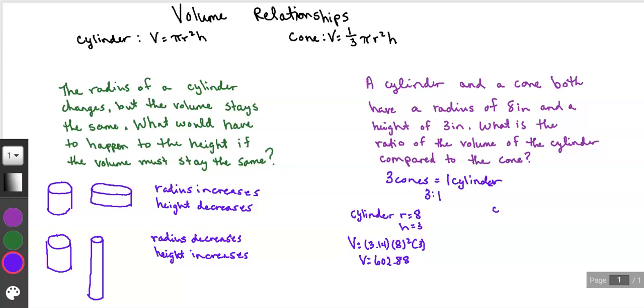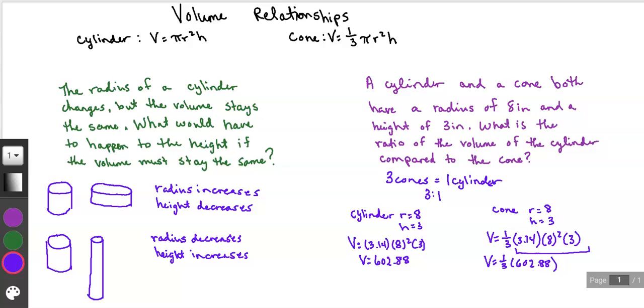So if I do the same thing for the cone, it still has a radius of 8 and a height of 3. Remember, the only difference between the cone formula and the cylinder formula is that the cone has this 1/3 in front. So I put the formulas up here if you needed them. So it's 1/3 pi r squared h. If I substitute all that in, and I work out this piece right here, I'm going to get the same number, which is 602.88.